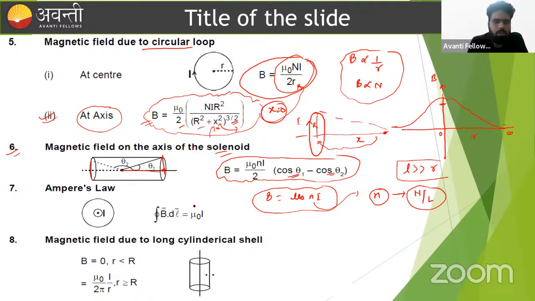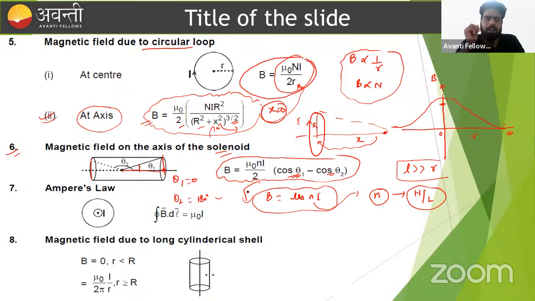Again, if you want to make an infinite solenoid, it is very long, so we can say theta 1 equals 0 and theta 2 equals 180 degrees. If we put these values here, we will get this formula. I hope this is helpful for you, how we can apply this.